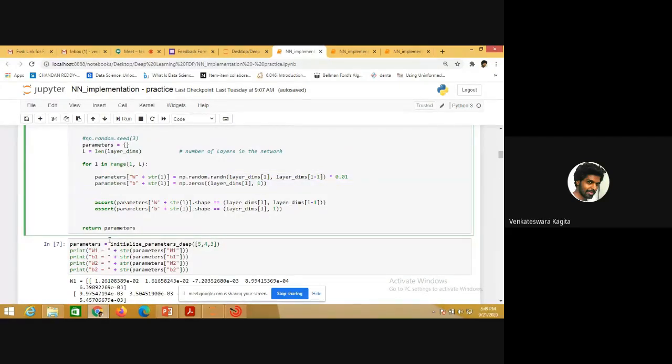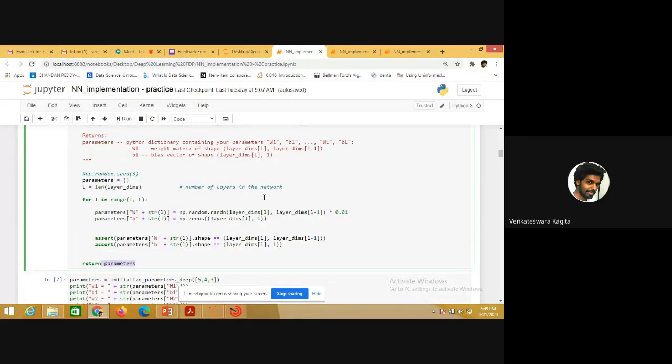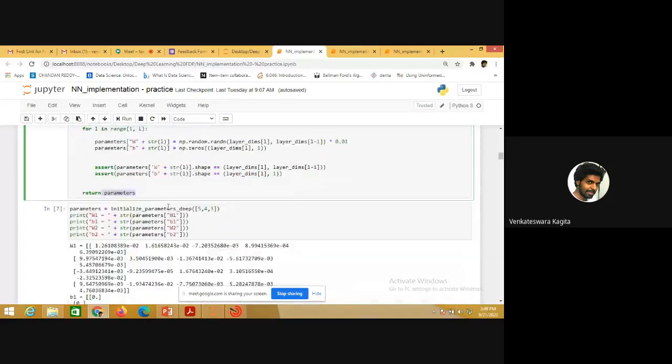So how many bias units do I have? If I have 10 units at layer 2, I'll have 10 biases, right? Because at each and every node, I add a bias term. So layer dimension of L by 1 is the size of this bias. Okay, and I am returning these parameters, isn't it? So I initialized it to some random values and return it. So this is initializing parameters in the deep network.